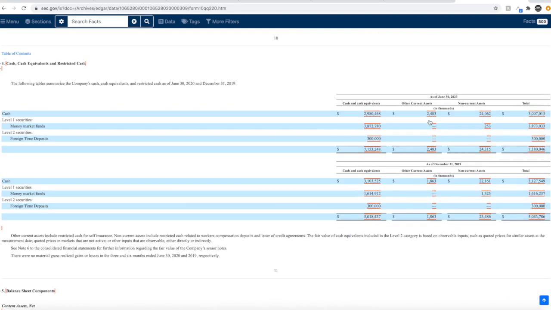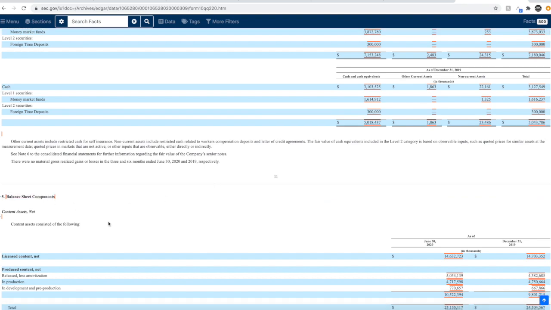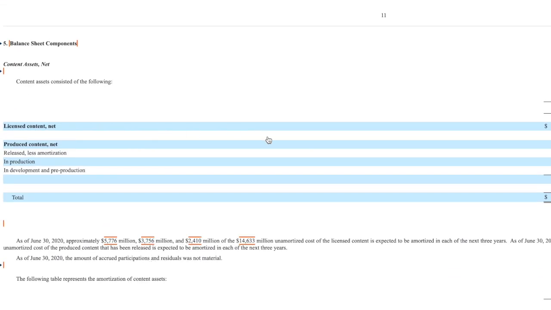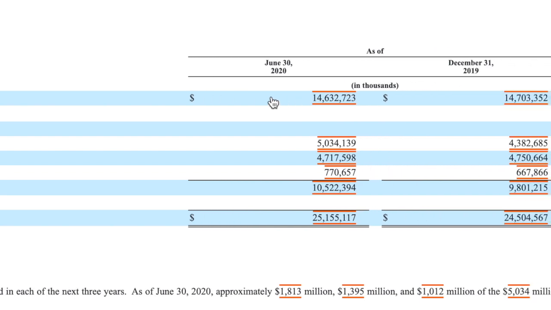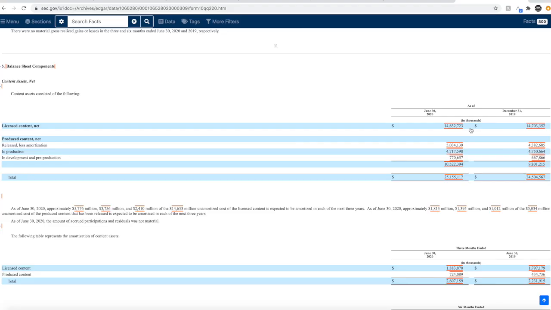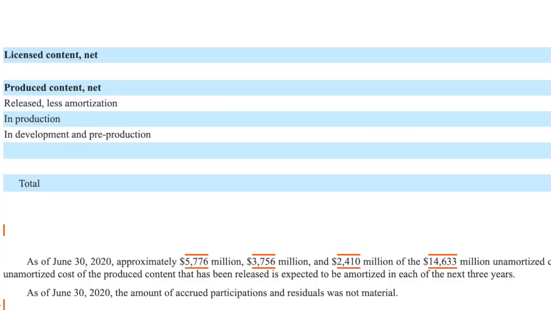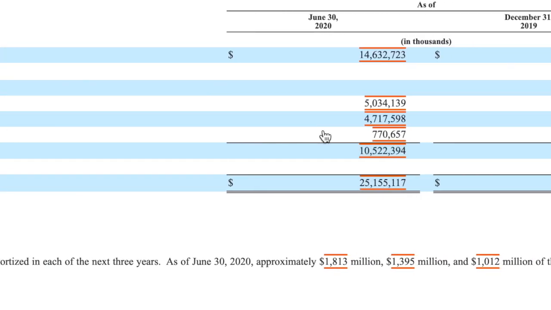If we want a better in-depth look at that, we can go into item 5, balance sheet components, and look here at the content assets. So we can see that Netflix has licensed around $15 billion of content. From other media companies, Netflix has licensed content, which means that Netflix has bought the rights to be able to show those films and movies on their platform. Netflix has also produced content and is currently developing content worth around $10 billion.